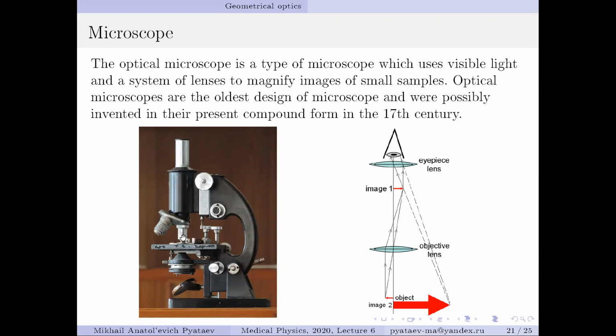Of course, real microscopes have a few lenses in the objective. It is not a simple problem to create an optical system for a microscope. And basic principles can be understood from this simplified scheme.